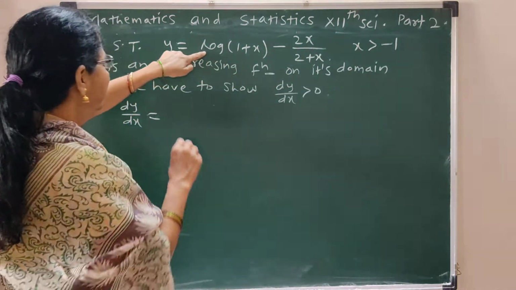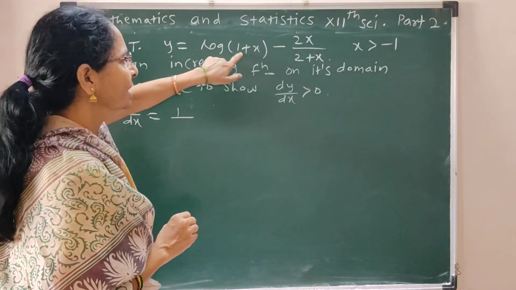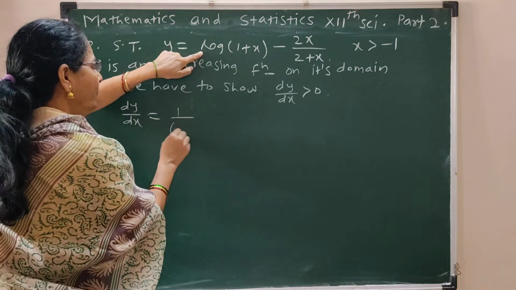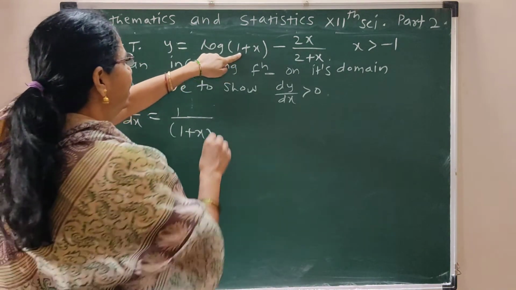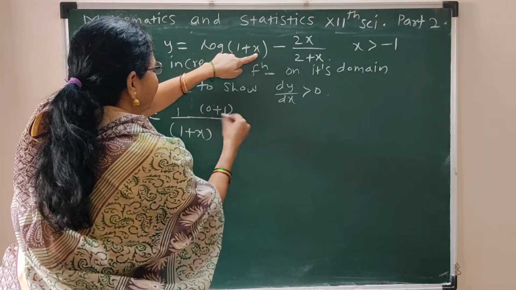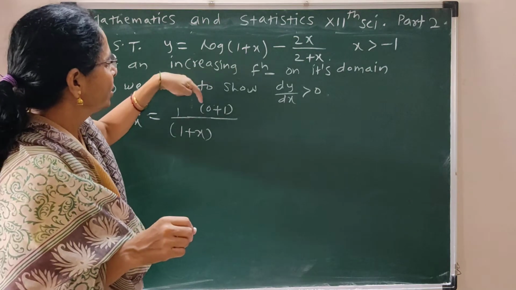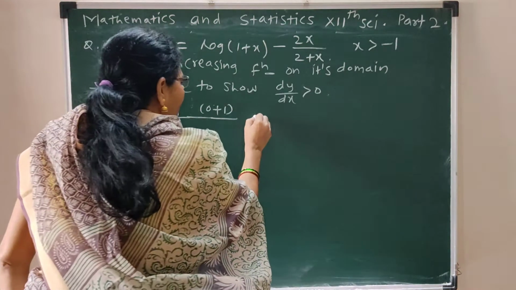Log 1 plus x, derivative is 1 upon 1 plus x. Multiply by derivative of this. Derivative of 1 is 0, derivative of x is 1. Minus.